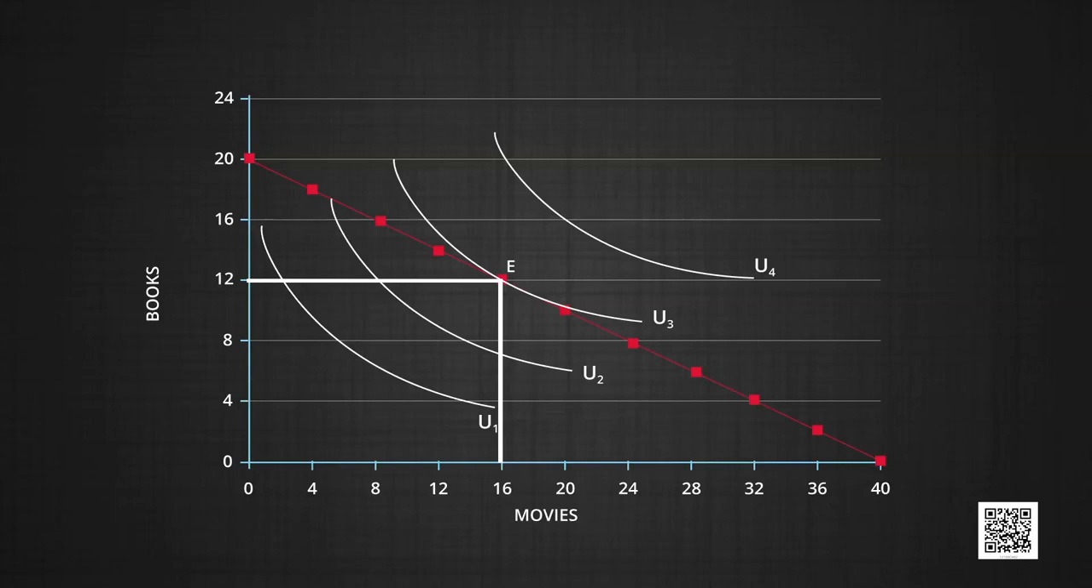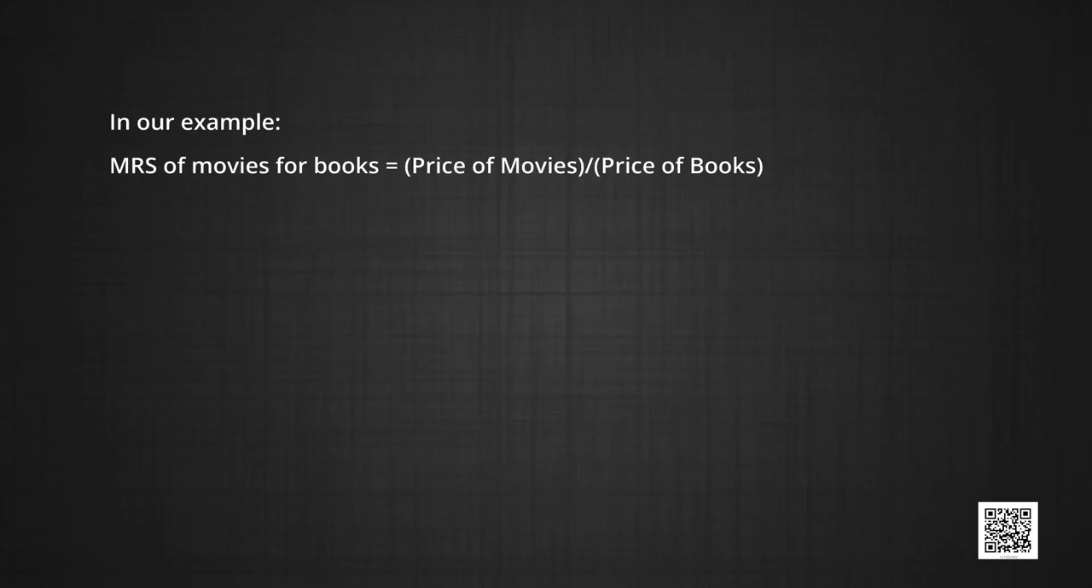Recall that the slope of the budget line is the ratio of prices of the commodity on the x-axis to that on the y-axis, and the slope of the indifference curve is the marginal rate of substitution. Thus, at equilibrium, the marginal rate of substitution between x and y equals the ratio of px to py. In our example, the marginal rate of substitution for books is equal to the price of movies divided by the price of books, which is equal to rupees 50 divided by rupees 100, which is half.